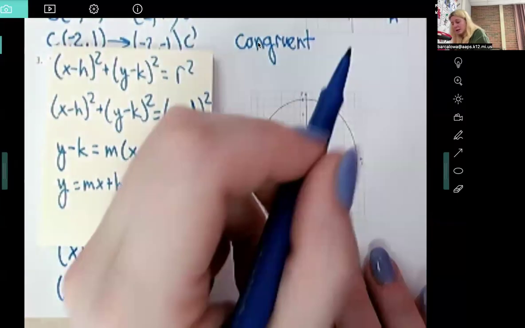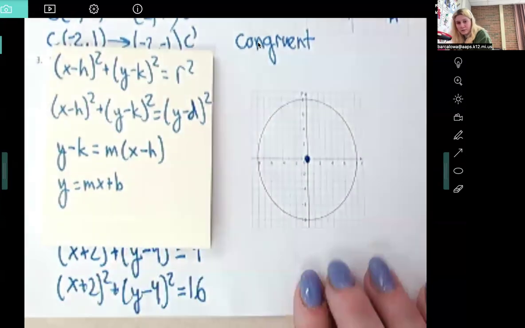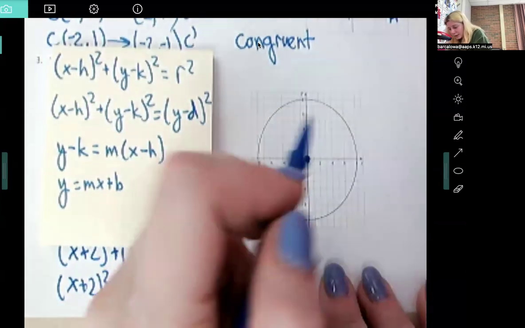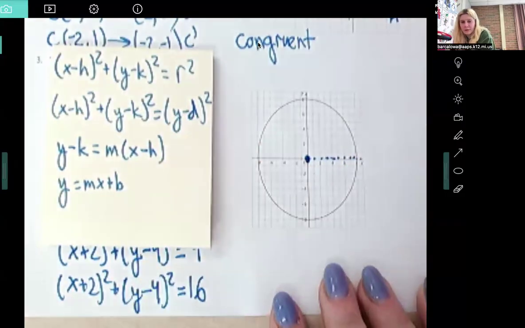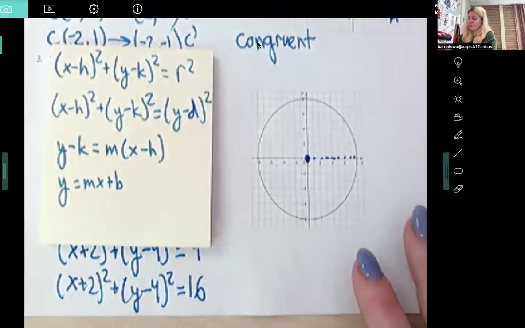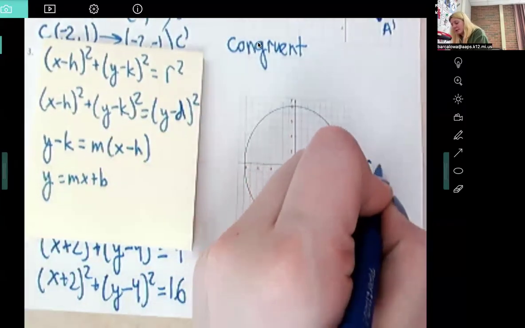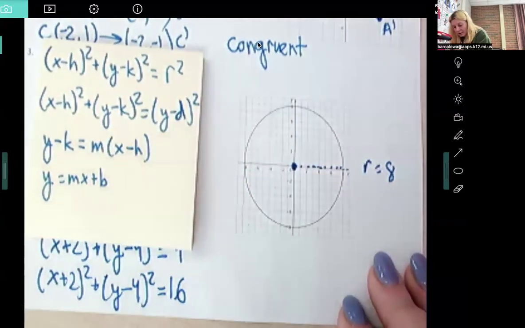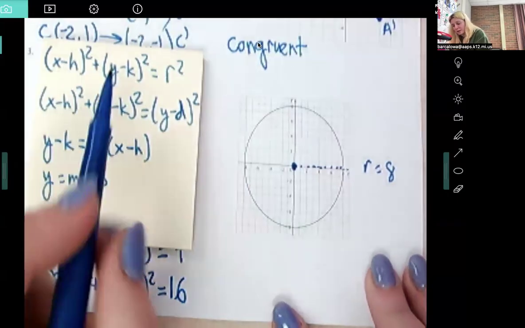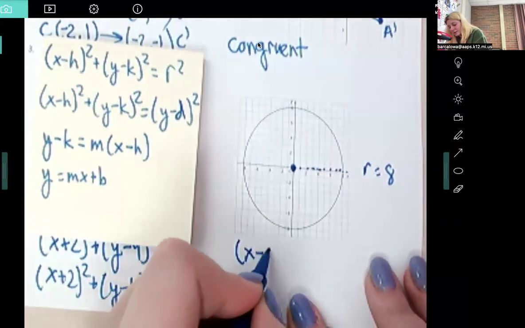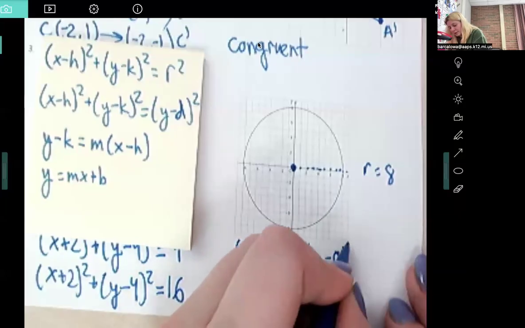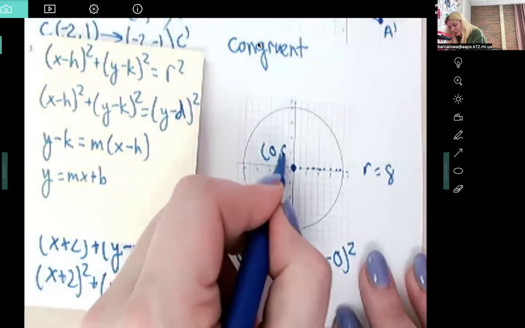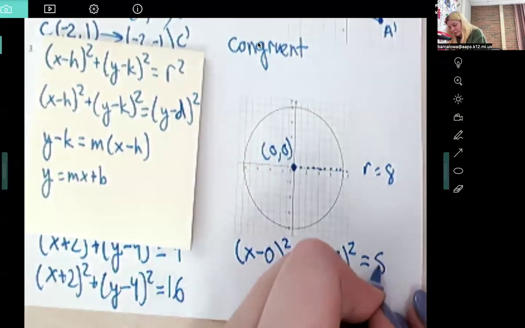Okay, this other one. Centered on 0, 0. And what's my radius? 8. I just drew a bunch of dots. I don't even know if there's 8. Okay, so my radius is 8. So if we're following our circle equation, you can write x minus 0 squared plus y minus 0 squared for my center at 0, 0, and then equals 8 squared.